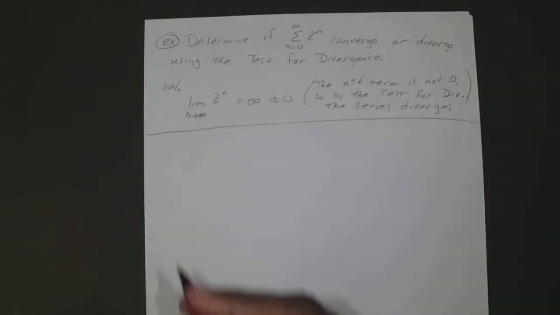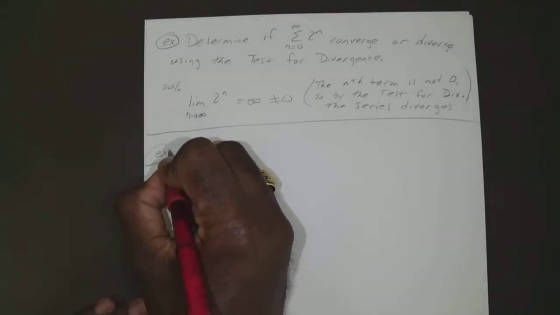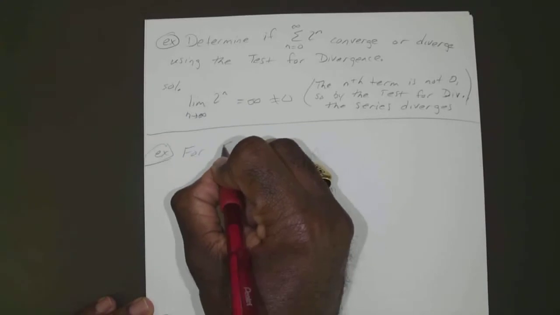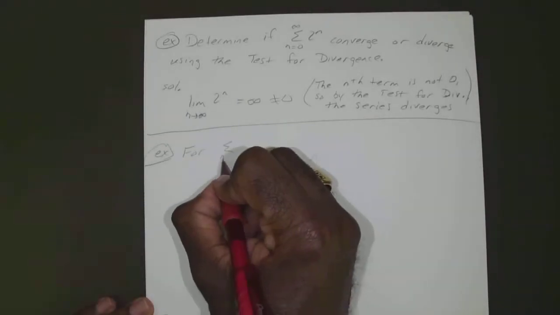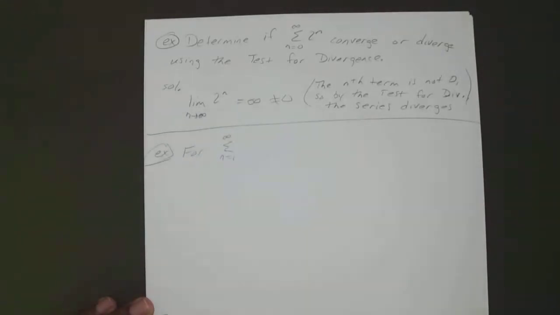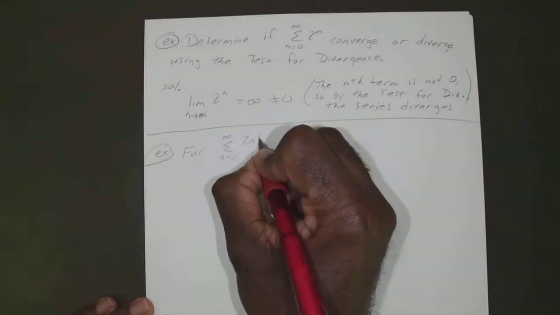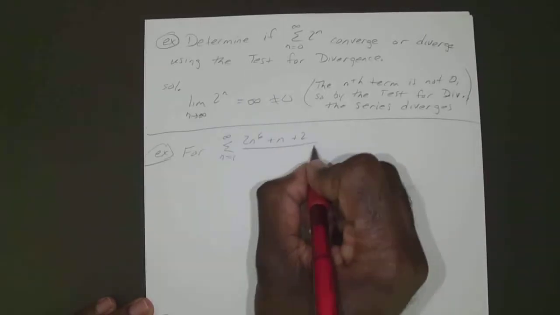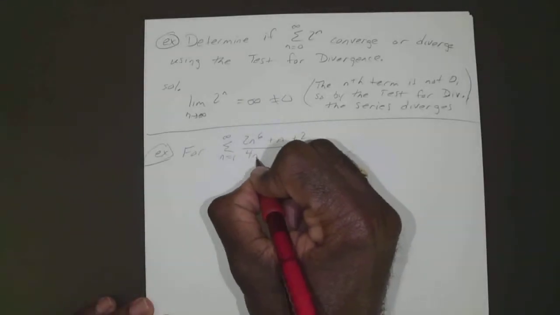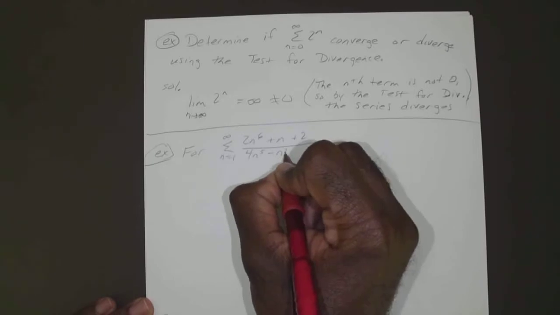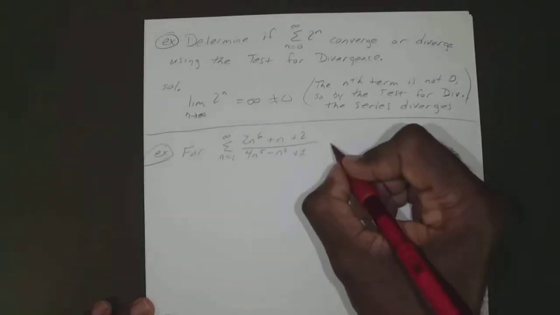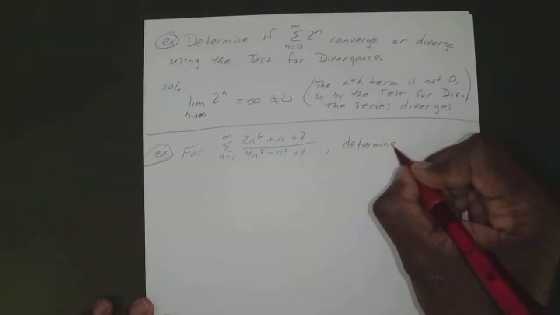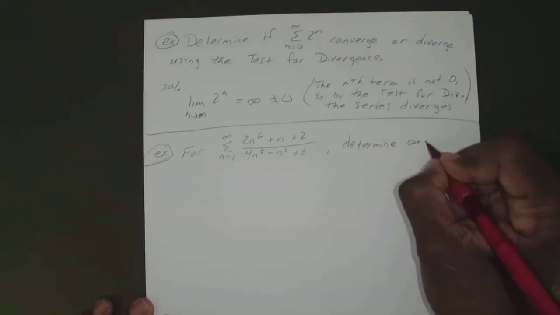Okay, so let's say if we have the series n equals 1 to infinity of (2n to the 6th power plus n plus 2) divided by (4n to the 5th minus n squared plus 1). Determine convergence or divergence.